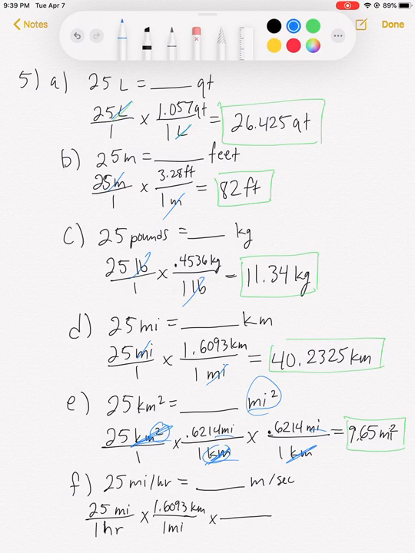Now my miles are canceling, but I need to cancel my kilometers and change them to meters. So I'm going to put 1 kilometer here. And I know that 1 kilometer is equal to 1,000 meters. So I'm multiplying that together. What's great about conversion factors is now I can keep stringing them together, and I'm adding on hours. I need to change hours to seconds. Hours is in the denominator here.